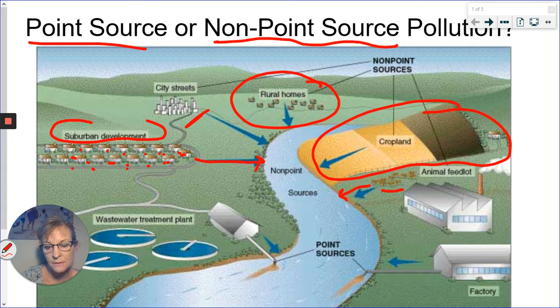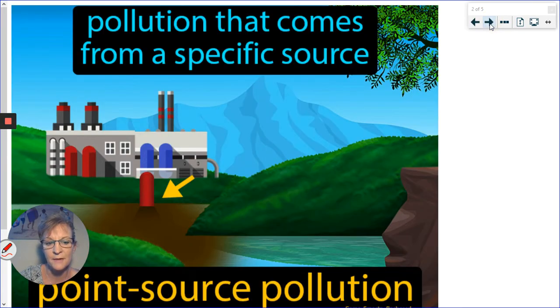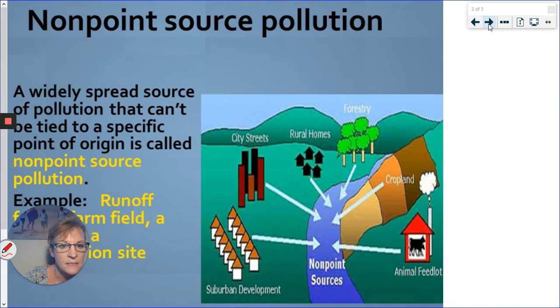Hopefully that helps with understanding the difference between the two. Just to go through some quick definitions. Point source: pollution that comes from a specific source. You can see in this picture, the yellow arrow right there is where the pollution is hitting the water. If you can point your finger to the spot where it's going into the water, then it is point source. If you look at a picture like this, this is all non-point source.